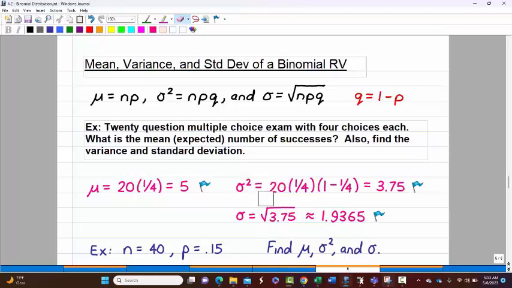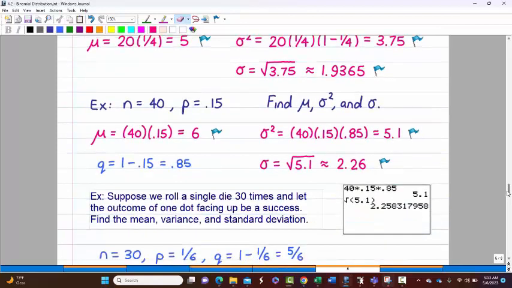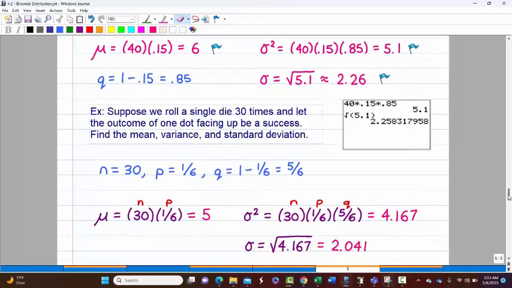So this variance, just calculate it. 20 times 1/4 times Q, which is 1 minus 1/4, 3.75. Standard deviation, just square root of that. Here's another one. Same thing. Nothing too tricky there. I won't even worry about explaining that one, especially since it gives you the probability.